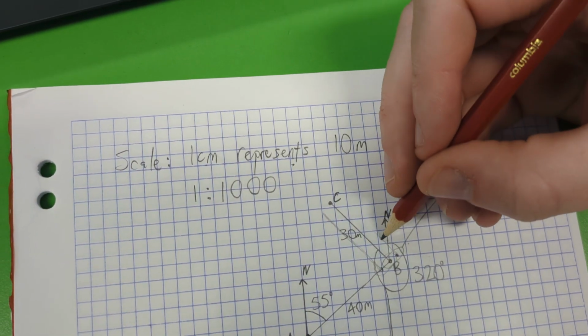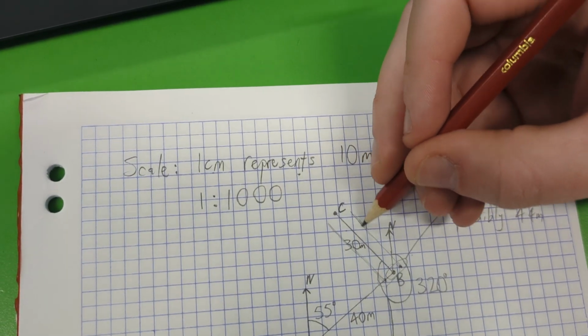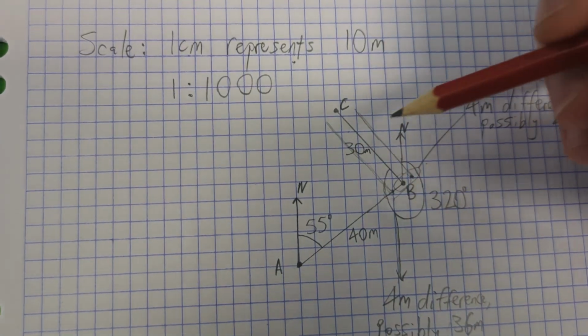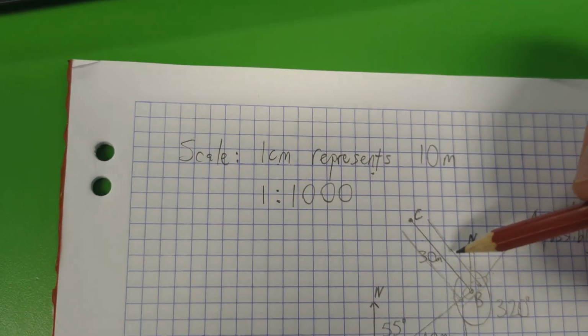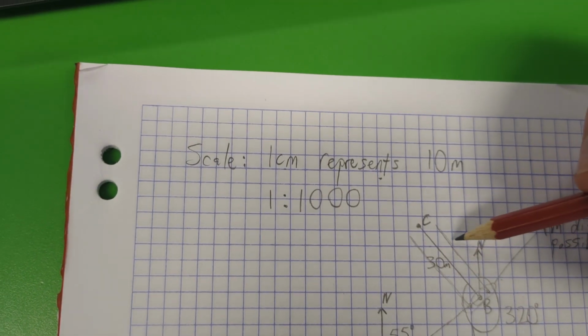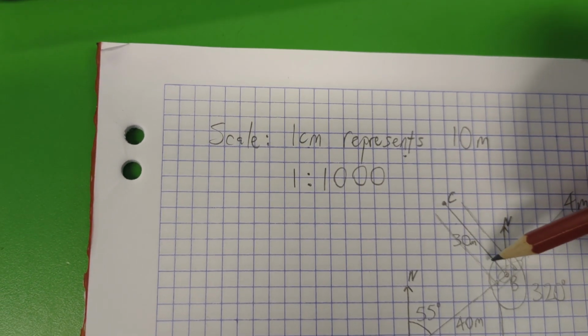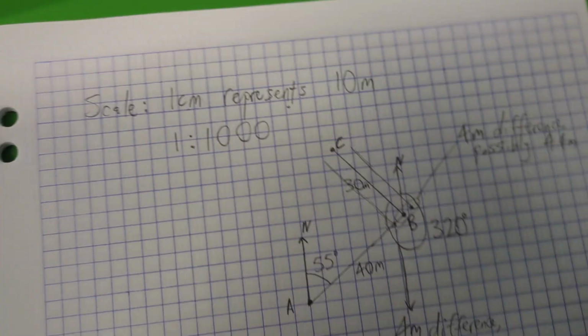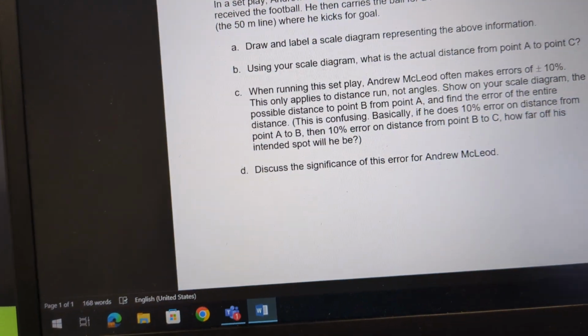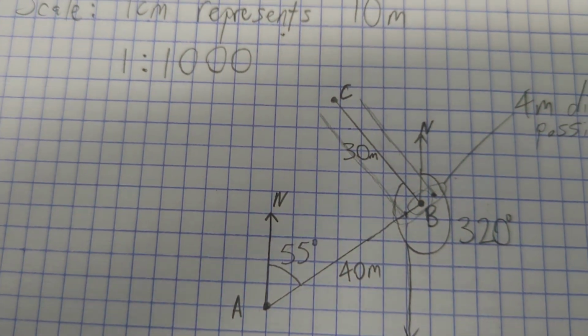If he overshoots it, he could end up anywhere in between these 2 outer lines. He wants to go along here, but he could end up here. At worst, chances are he won't end up right on the line. He might end up like here or something. Still, could happen. So, discuss the significance of this error.